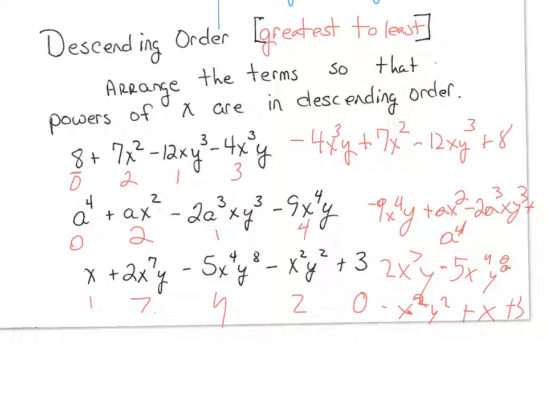Your assignment is on page 373. 12 to 17 all, and 22 to 48 even. Write the problem down.